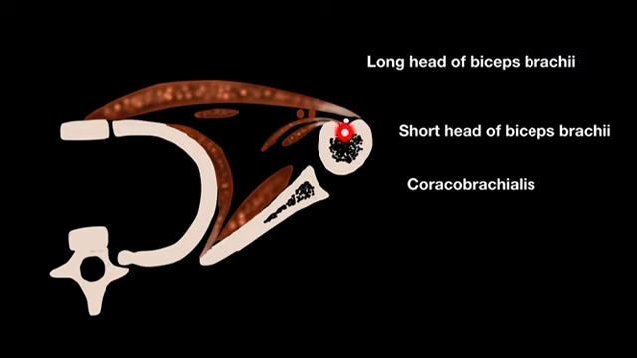So this is a simple diagram to show the walls of the axilla, and you can also show the contents within it, which you will see next.